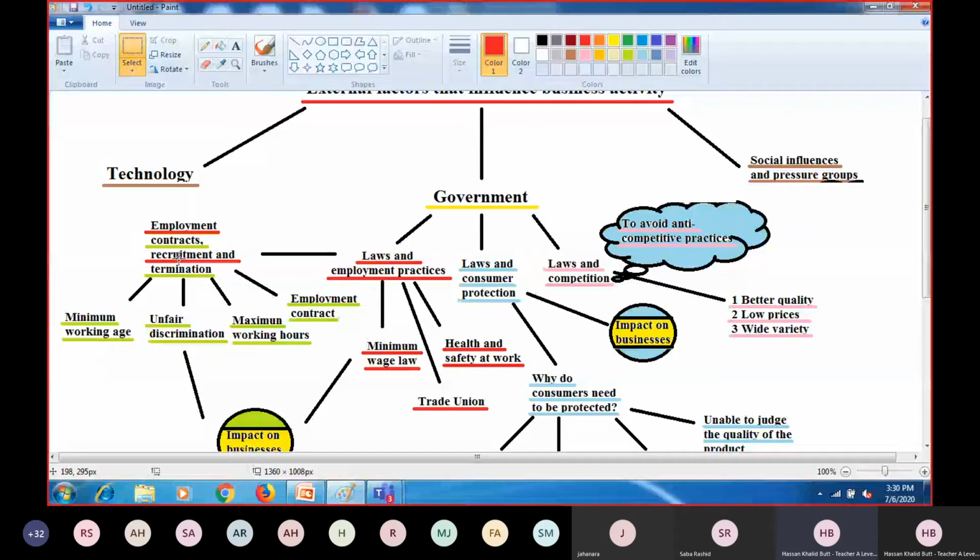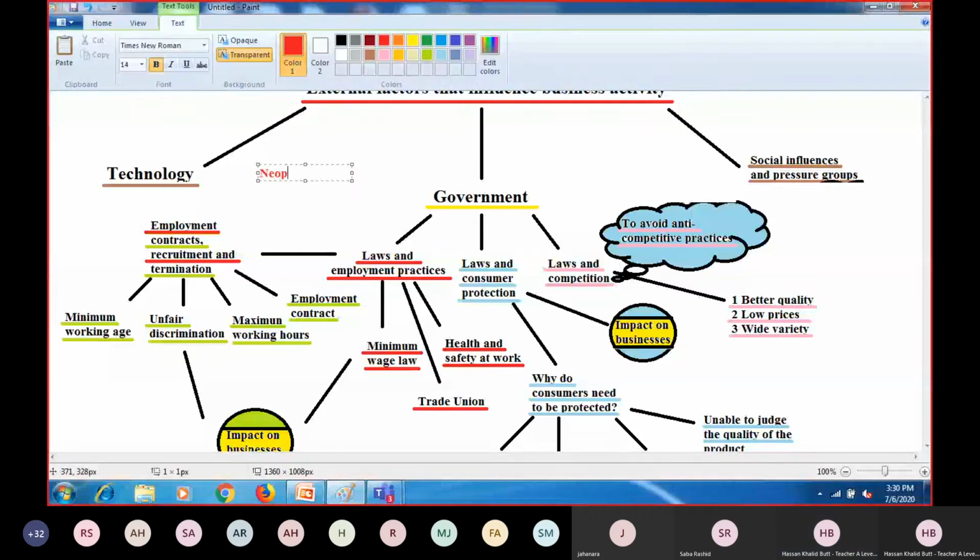Do you know what is nepotism? Munir, Mohammed Munir, what is nepotism? Do you know about it? Let me write it there. I'll write. Okay, maybe I think. All right.